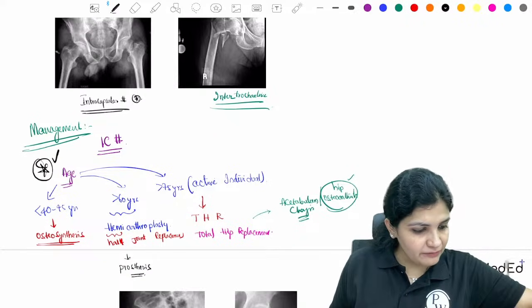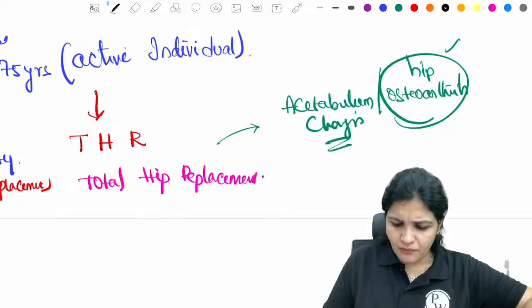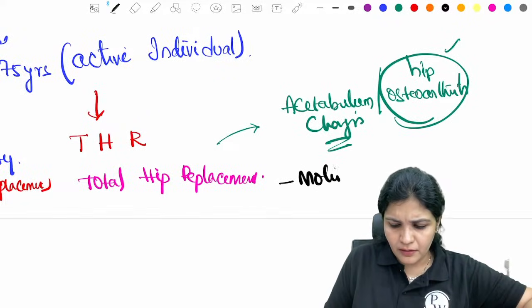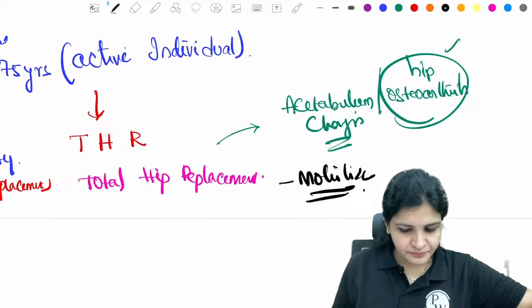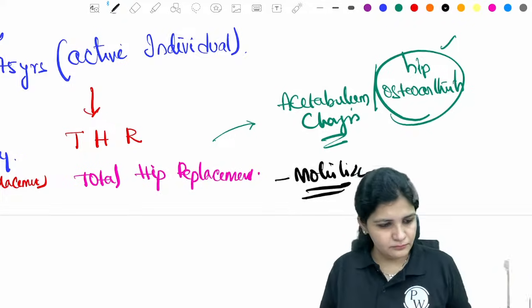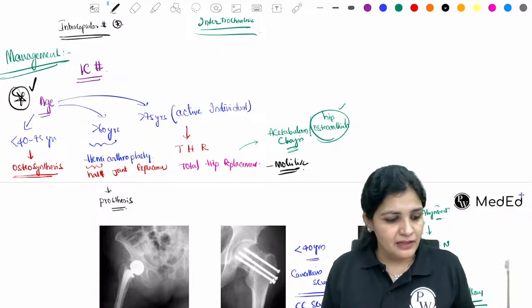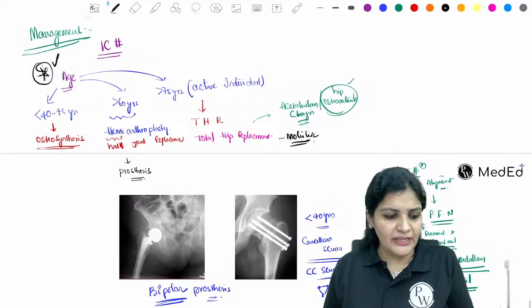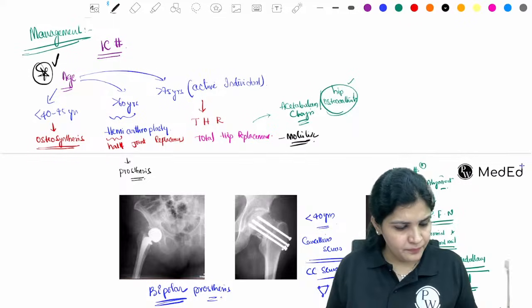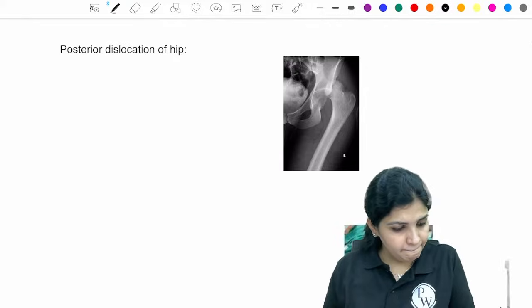What advice do you give after THR? You mean what advice we give? Nothing. We mobilize them properly and they can happily walk. It's regular advice only. We have to do regular physiotherapy, mobilize the patient, and they can actively lead their life. Now going to the posterior dislocation of the hip.